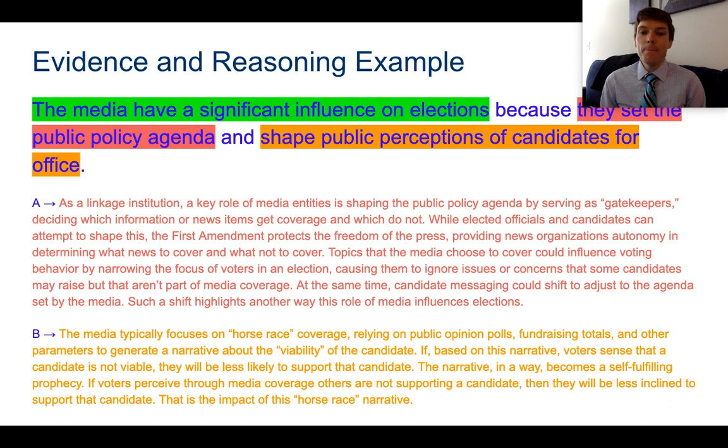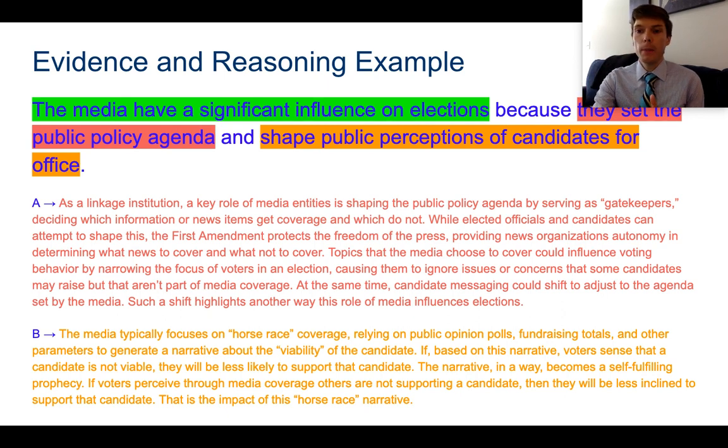The narrative, in a way, becomes a self fulfilling prophecy. If voters perceive through media coverage others are not supporting a candidate, then they will be less inclined to support that candidate. This is the impact of the horse race narrative, i.e., the impact of the significant influence of the media on elections. Okay, so again, this is all about justifying your claim, right? Both my A and B tie back to it. I end my discussion of the evidence by tying it back to my claim.